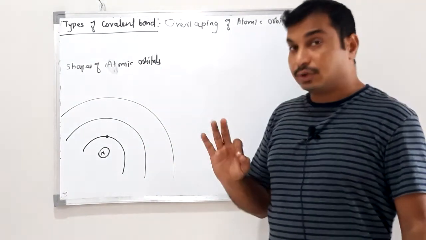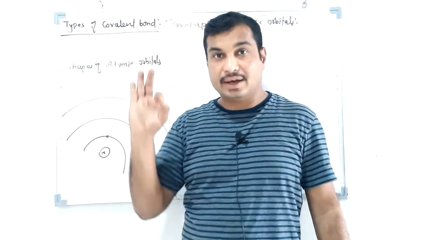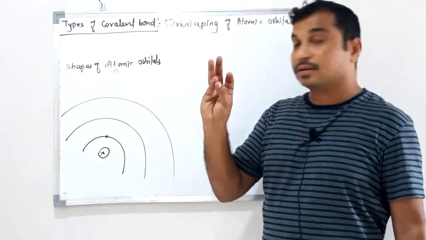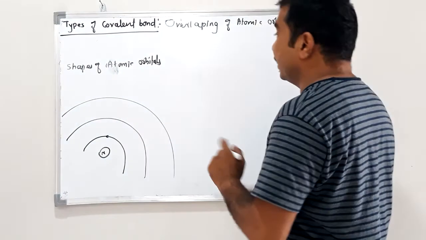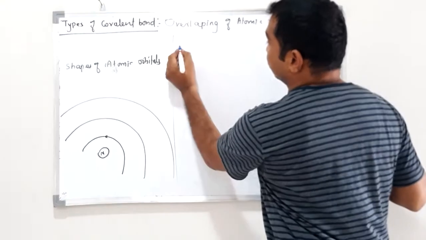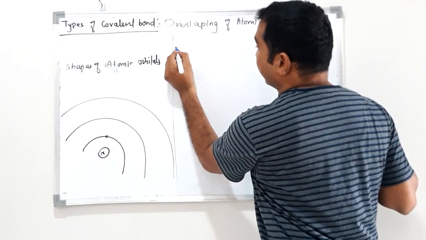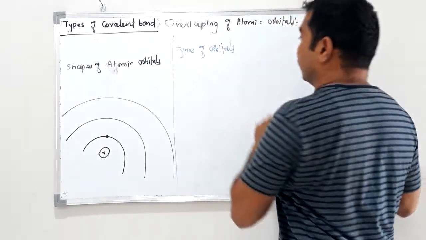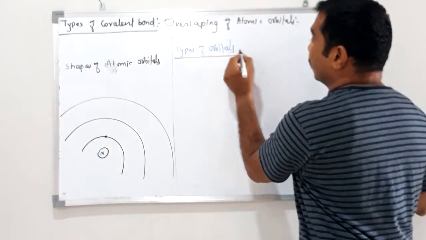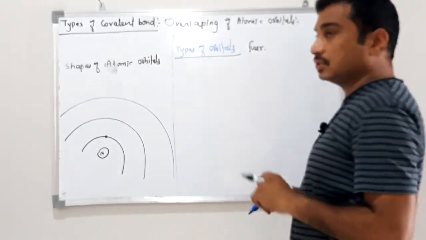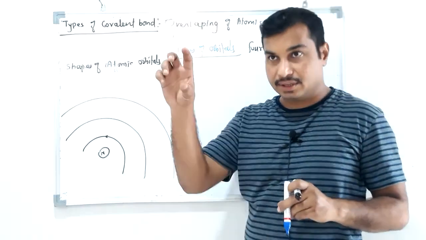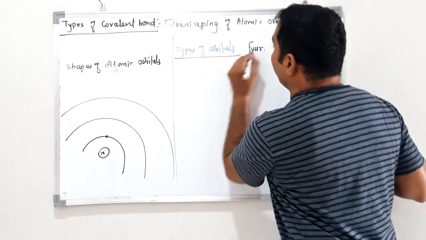Now, actually there are four types of orbitals: s orbitals, p orbitals, d orbitals, and f orbitals. So, how many types of orbitals are present in an atom? There are four types of orbitals. Orbitals mean where electrons will live, the area where electrons are accommodated, and that is called orbitals.